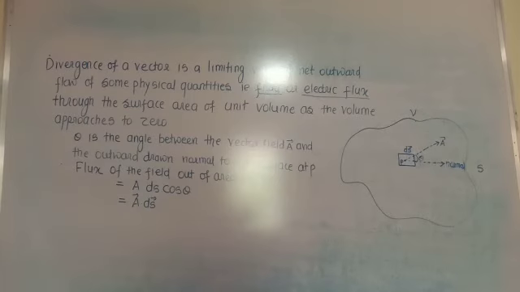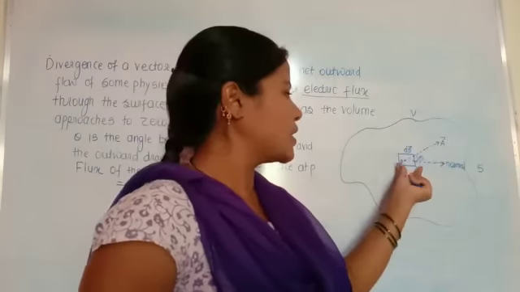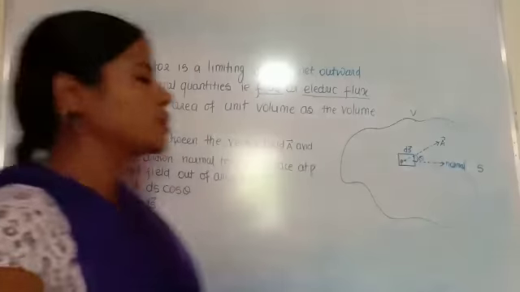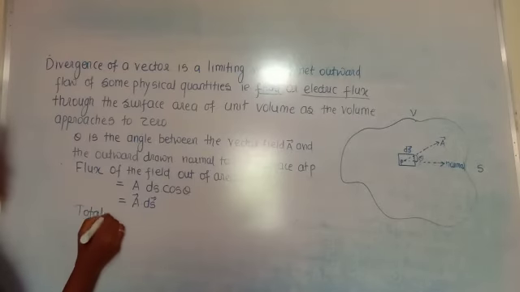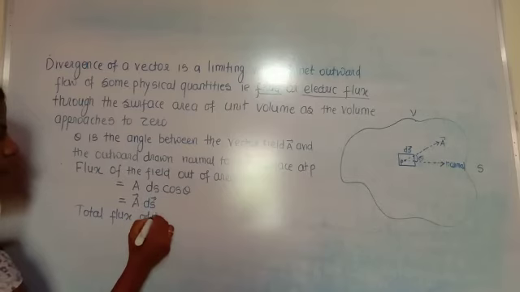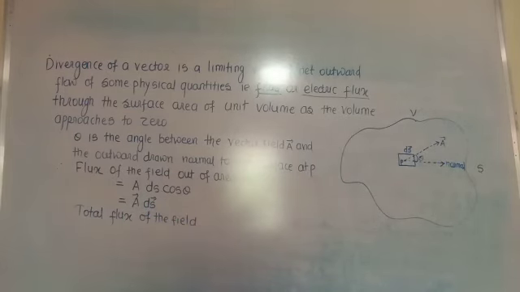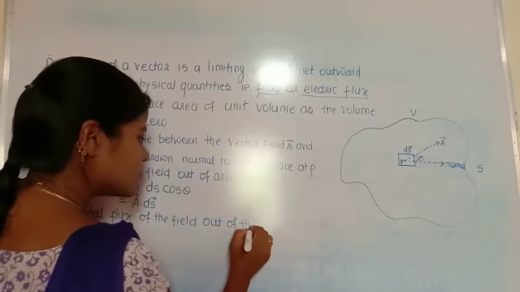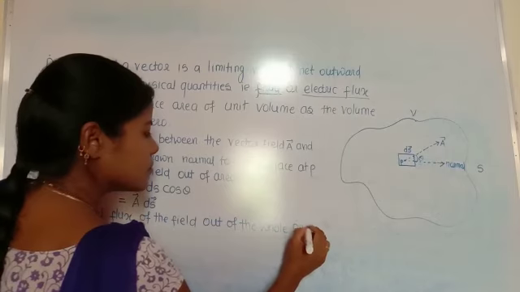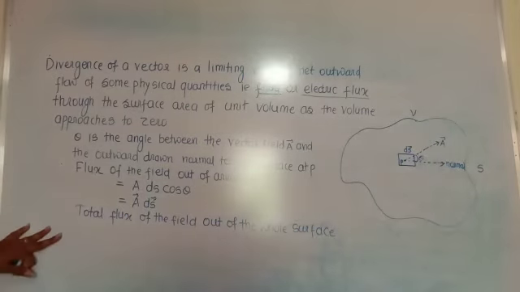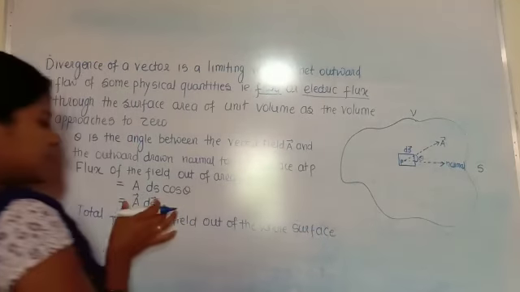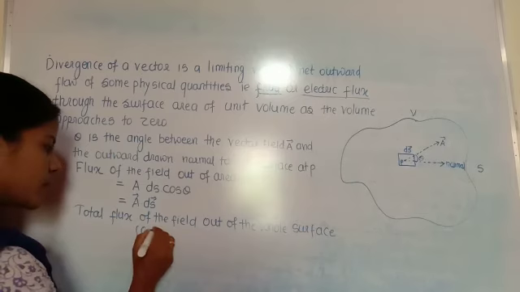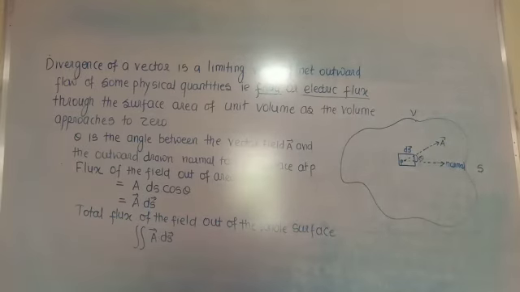Therefore, the total flux of the field out of the whole surface: we consider a small surface ds, and then if we consider the total surface area S, the total flux of the field out of the whole surface is the integration of vector A dot vector ds. So this is the total flux.